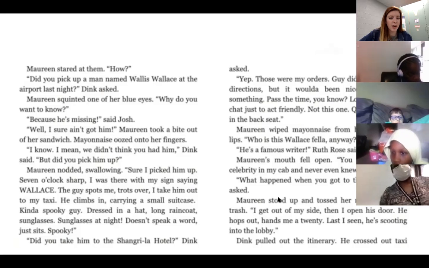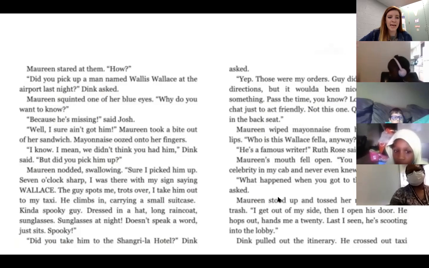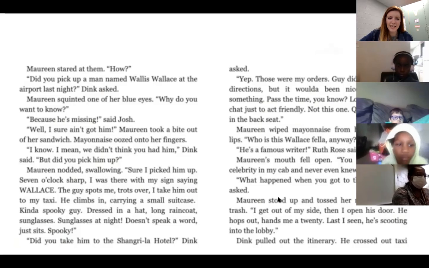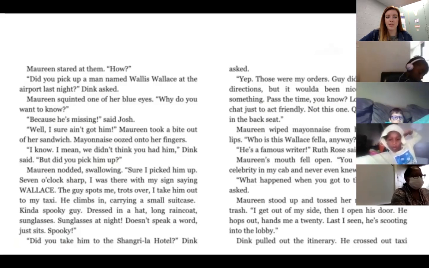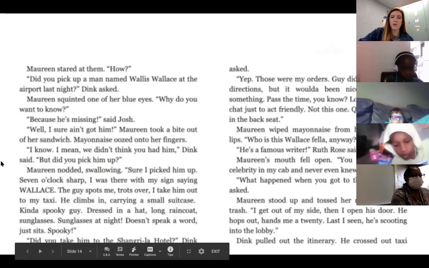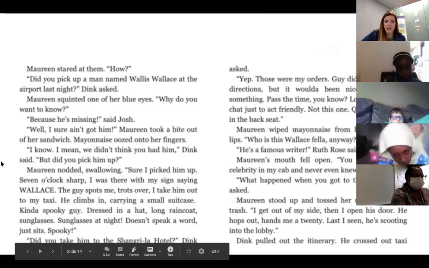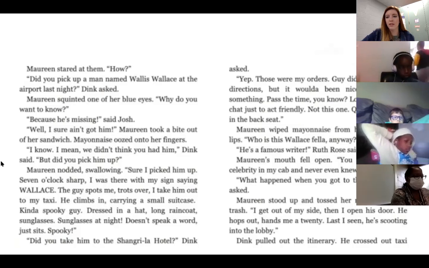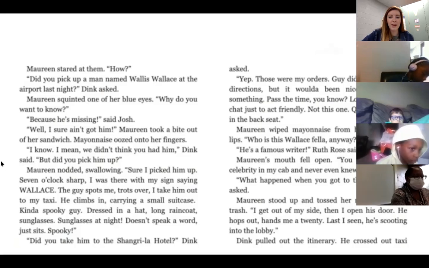The guy spots me, trots over. I take him out to my taxi. He climbs in carrying a small suitcase. Kind of spooky guy. Dressed in a hat, long raincoat, sunglasses. Sunglasses at night. Doesn't speak a word, just sits. Spooky." "Did you take him to the Shangri-La Hotel?" Dink asked. "Yep, those were my orders. Guy didn't have to give directions, but it would have been nice if he just said something. Pass the time, you know. A lot of people, they chat just to act friendly. Not this one. Quiet as a mouse in the back seat.